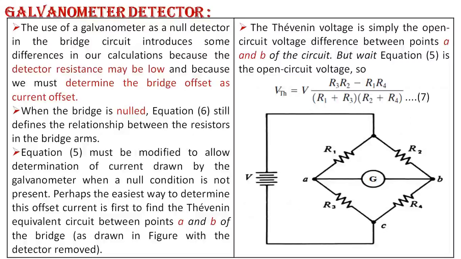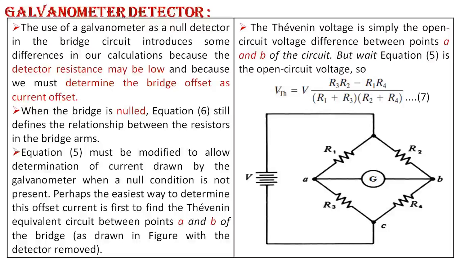The use of a galvanometer as a null detector in the bridge circuit introduces some difference in our calculation, because the detector resistance may be low and because we must determine the bridge offset as a current offset. When the bridge is null, equation 6 still defines the relationship between the resistors in the bridge arms. Equation 5 must be modified to allow determination of the current drawn by the galvanometer.